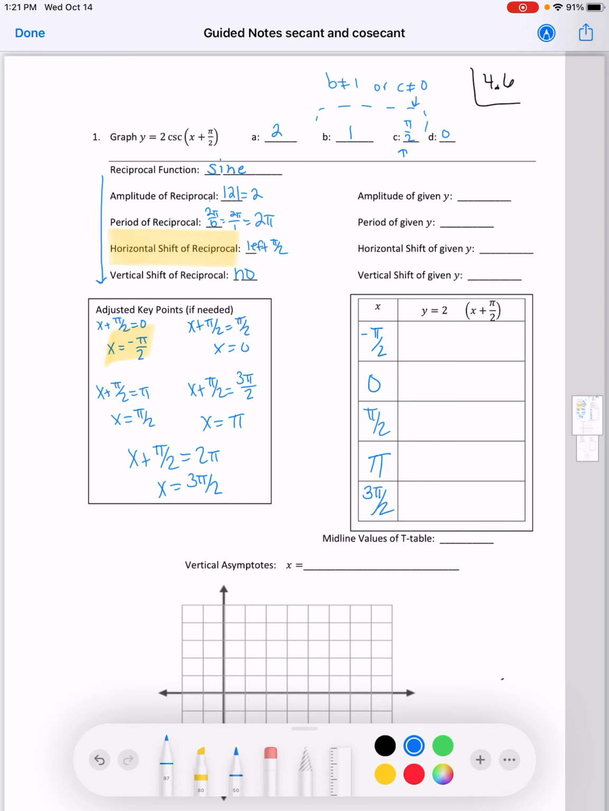4-year varsity letterman, invitational medal. I will continue this in the next video.